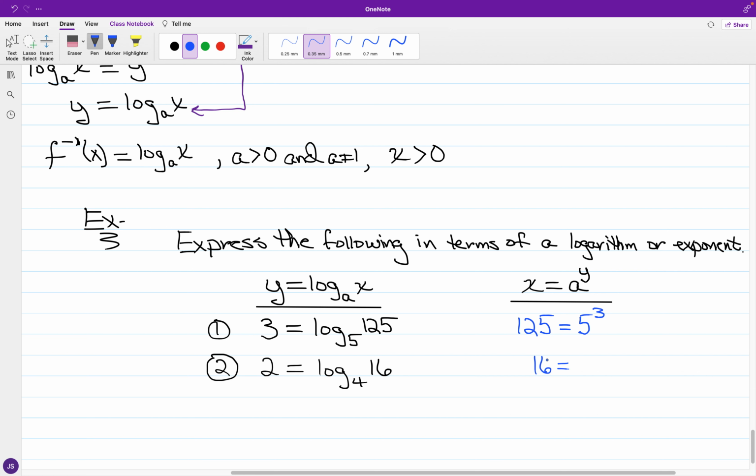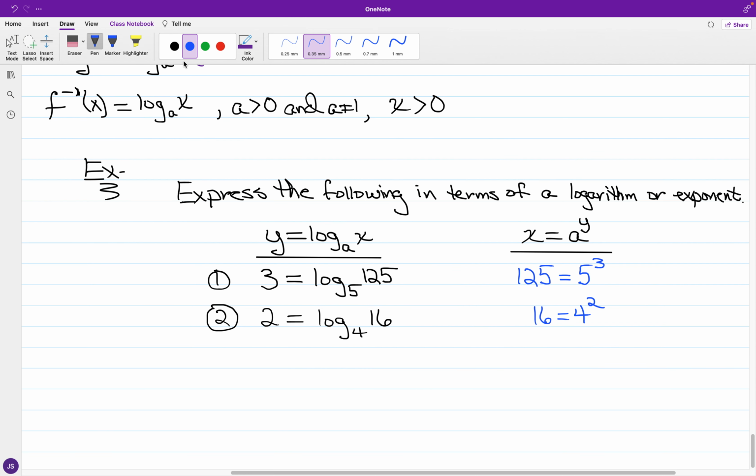And for a, again, that is going to be 4. And y is going to be 2. So we do have consistency. 16 is 4 squared, and 5 cubed and 125 are going to be the same. So the first two items, we have conversions going from logarithms to exponents.